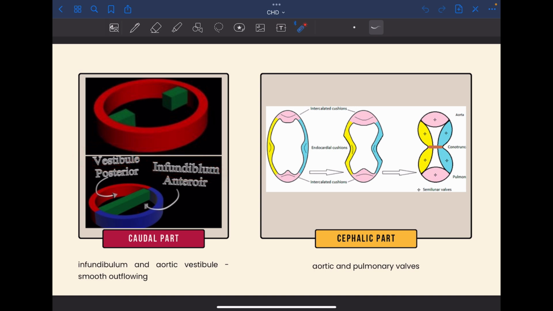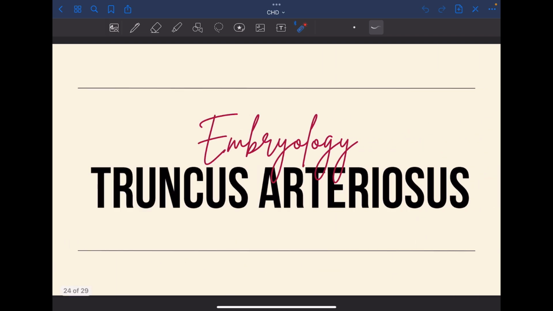In the most cephalic part, the part that's going to be continuous with the truncus arteriosus, the valves are going to form. 4 endocardial cushions will appear. The right and left will grow towards each other, to give us a pulmonary valve anteriorly and an aortic valve posteriorly. And then to correct their orientation, they will both turn 45 degrees to have the orientation we see in a normal human heart. Now, moving on to the truncus arteriosus.